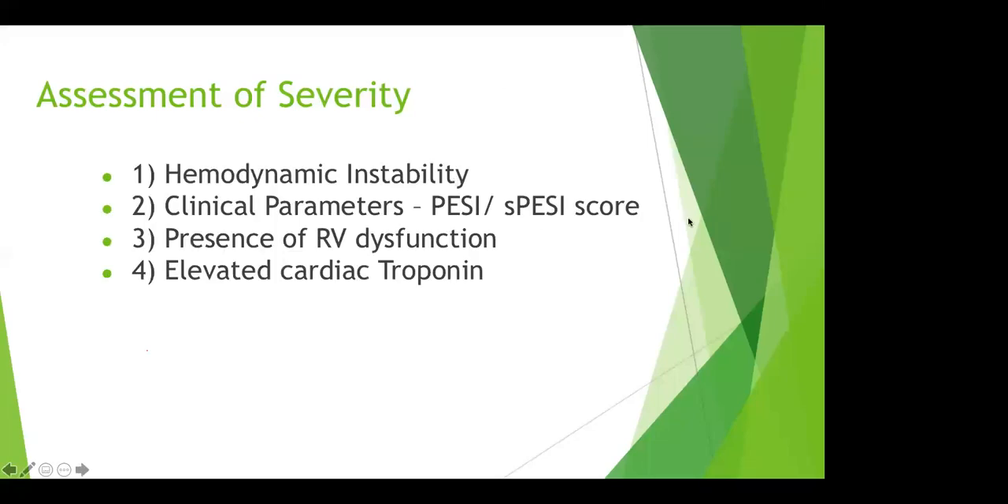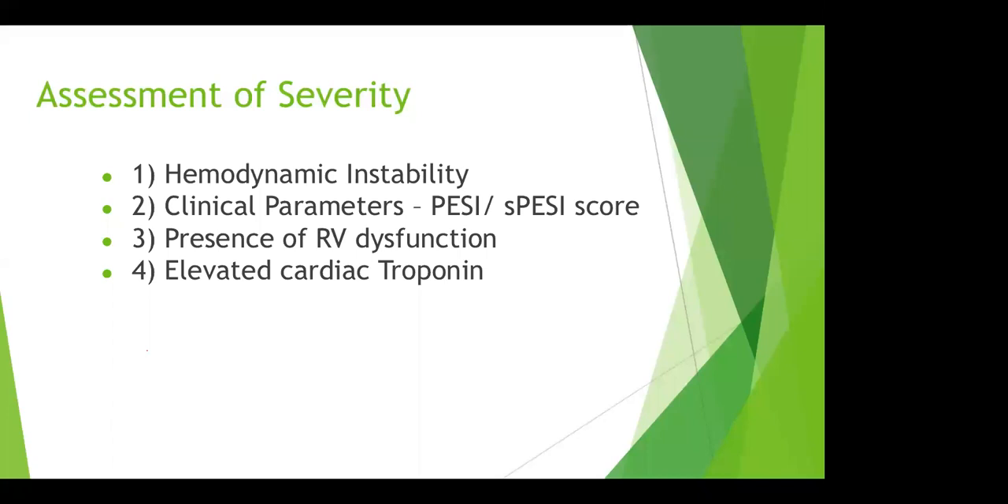So once you diagnose PE, the next step is to assess how severe the PE is. We do so based on 4 parameters. One, we look at the hemodynamic instability, and as Yong alluded to earlier, patients who are unstable are those who either undergo CPR or those who require vasopressors, who are hypotensive, which is not explained by hypovolemia, arrhythmia, or sepsis. The next, we look at a set of clinical parameters.